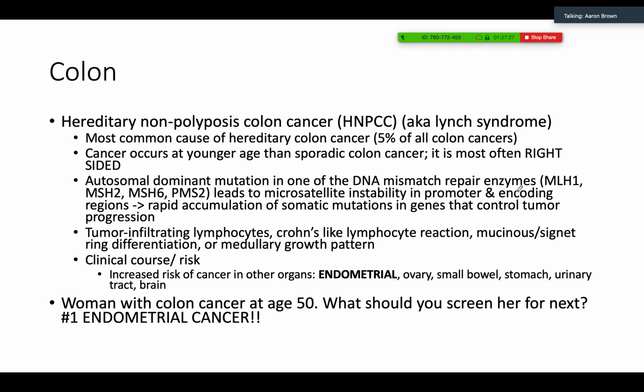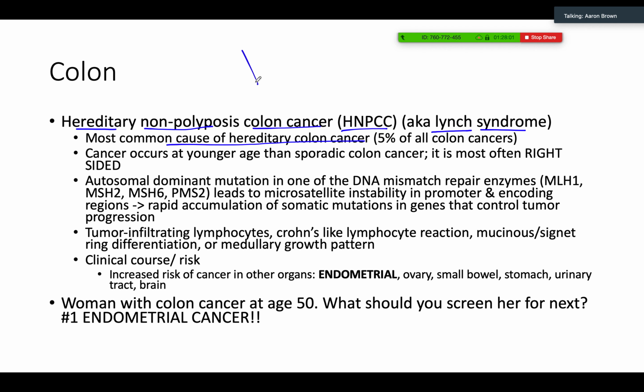Okay. Next type of colon syndrome is going to be our hereditary non-polyposis colon cancer. You may also hear it called Lynch syndrome. You may also hear it called HNPCC. This is our most common cause of hereditary colon cancer. And so what we see here, this is a colon cancer. However, these patients do not have all the polyps that we saw in FAP. That's the big difference between our hereditary non-polyposis colon cancer and FAP, is the presence of polyps.